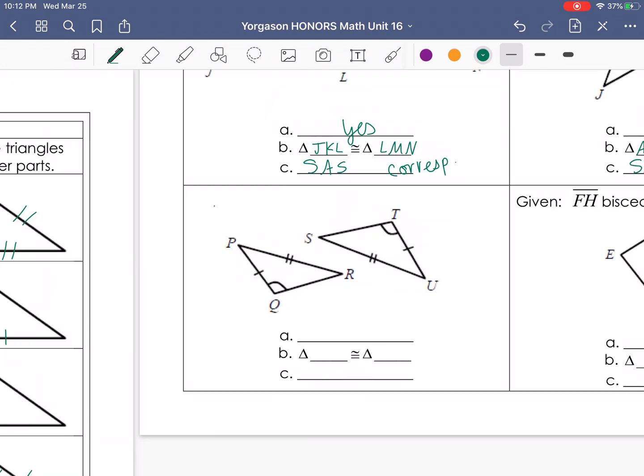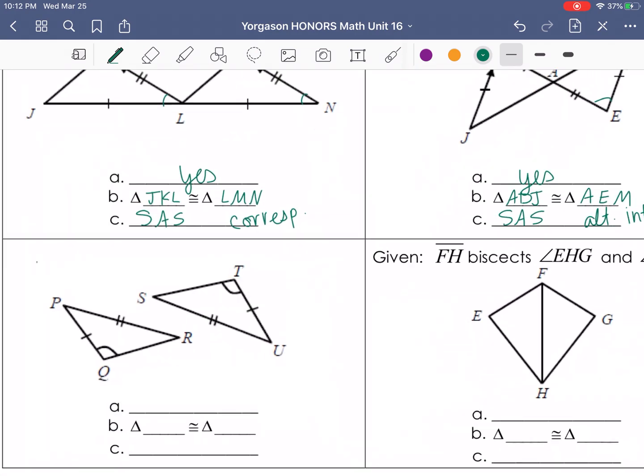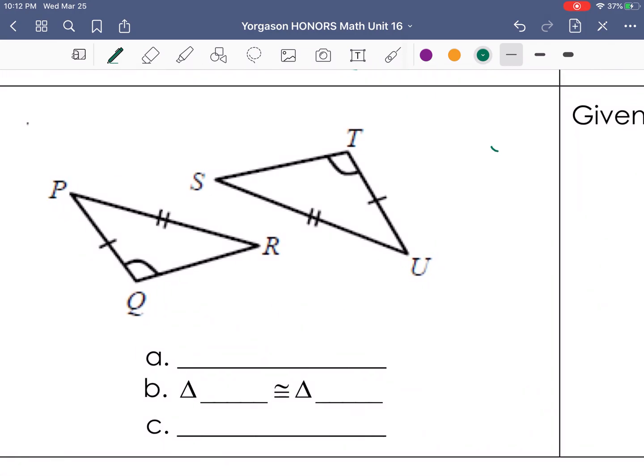Okay. Oh, they didn't number any of these. This is example 4 and it just goes and goes. Okay, last couple.